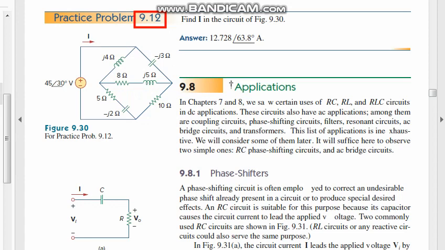You have to solve any of the deltas, either the previous delta or the later delta, any of the branches. Just convert the delta to Y connection. Then you can see this branch and this branch will be in series, and both are parallel, and this is also series. Then you can easily calculate by dividing V. You can easily calculate I.